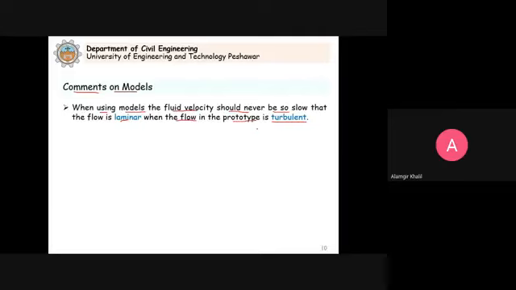For example, in this case, it says that when using models, the fluid velocity should never be so slow that the flow in the model becomes laminar, where in the prototype we have turbulent flow. We already studied in detail that laminar flow and turbulent flow are two different flow regimes. They have different characteristics. So if in the model you have laminar flow and in the prototype turbulent flow, we cannot effectively transfer the results. So we have to take care of this.